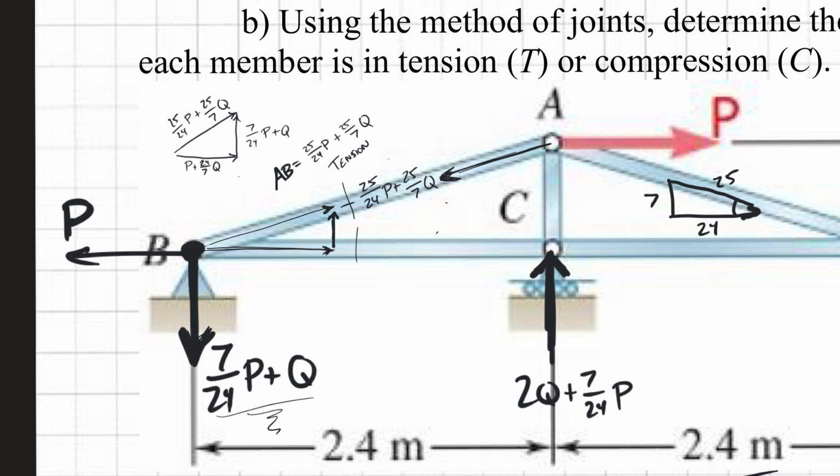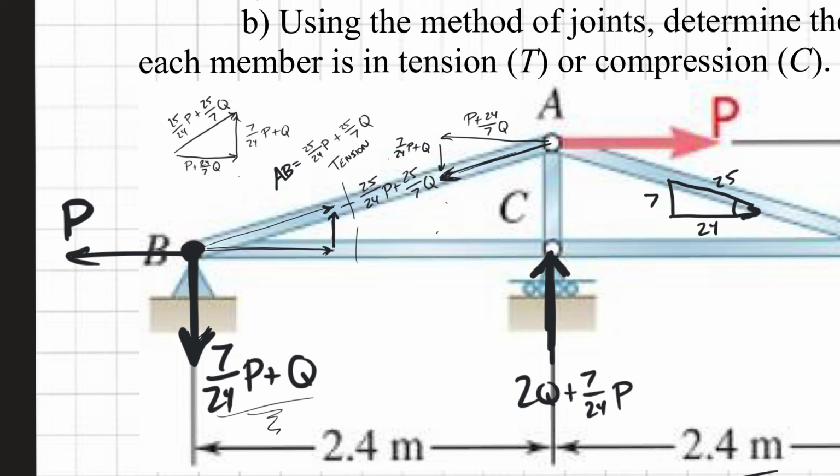The thing to remember here, though, is what we already know is right here and right here. I already know those sides, right? This is the horizontal side, p plus 24 over 7q. And the vertical side is 7 over 24, p plus q.